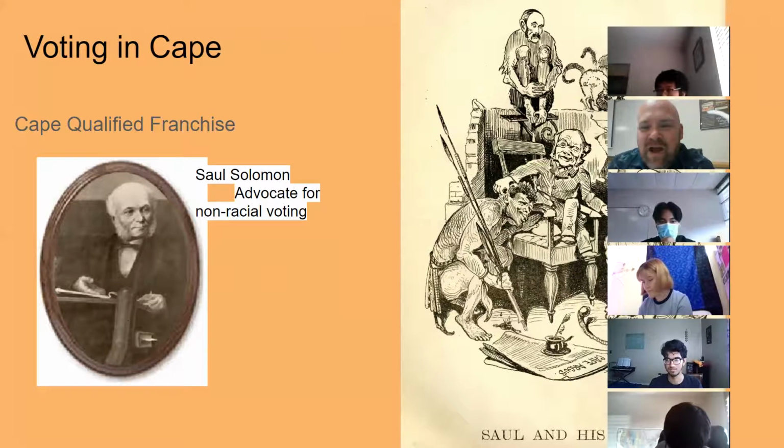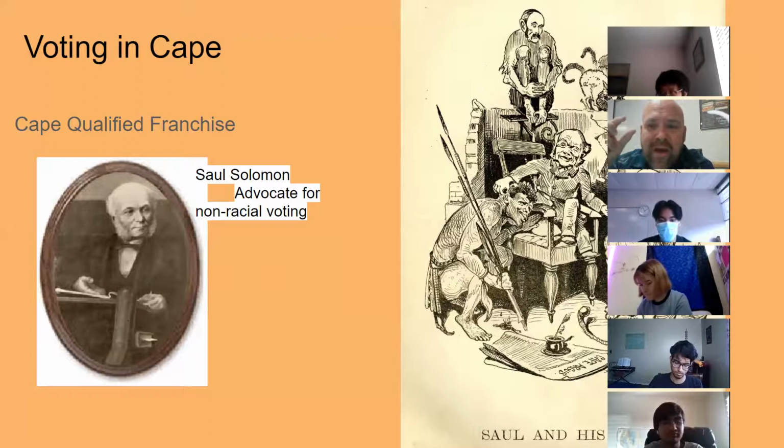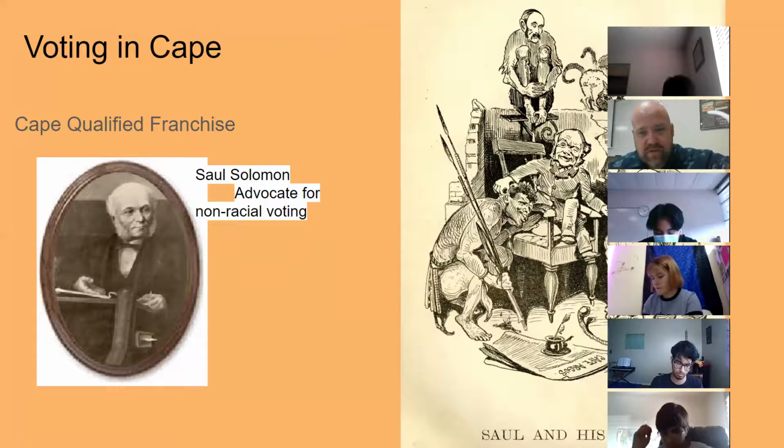So Saul Solomon is the one who creates this non-racialized voting. And they set the property rate at very, very low, only 20 pounds. British money is called pounds, right? Only at 20 pounds, which would be the equivalent of about 25, 30 bucks American, something like that. Okay. And they set it very, very low. He sets it very low on purpose because he wants all the men to vote.